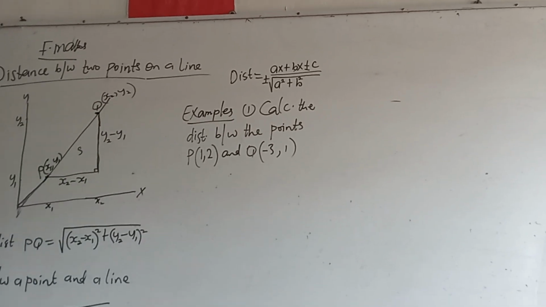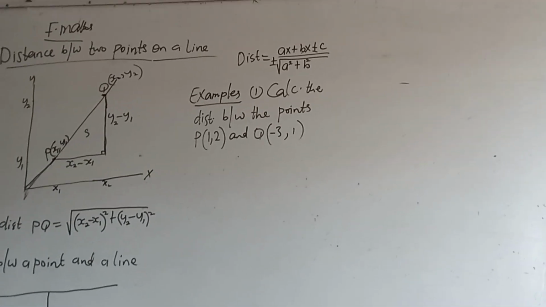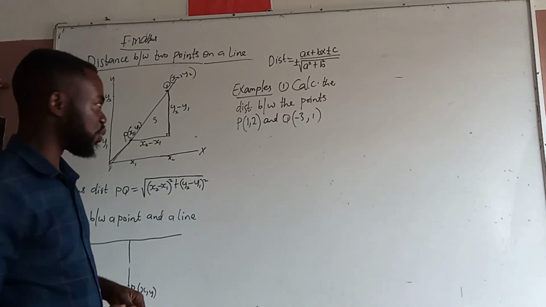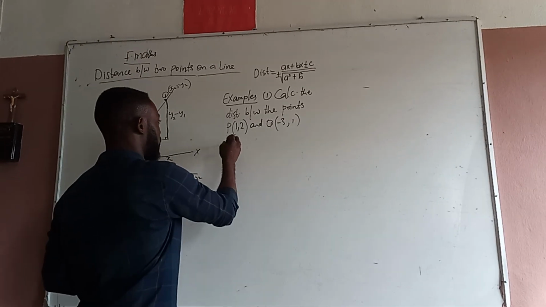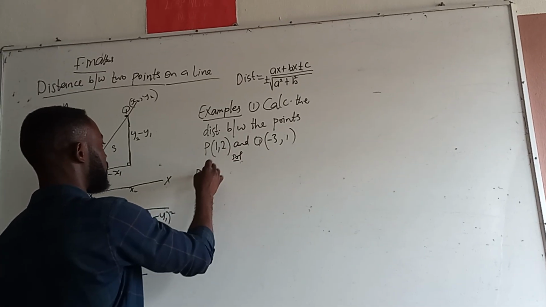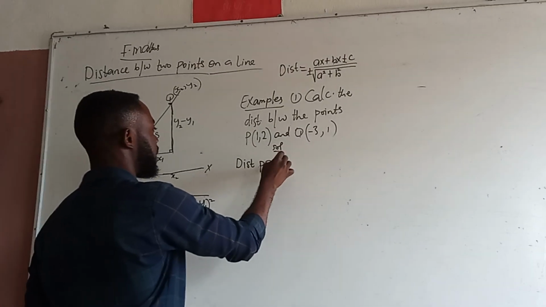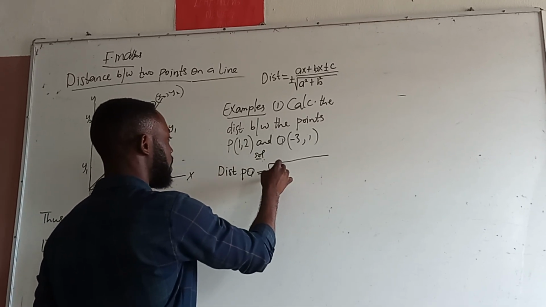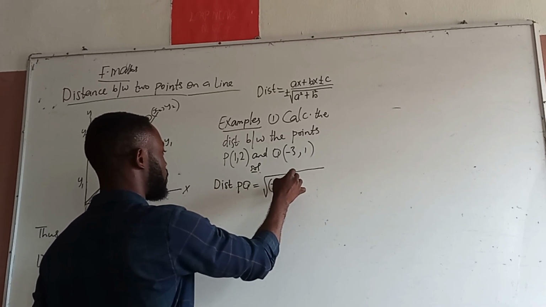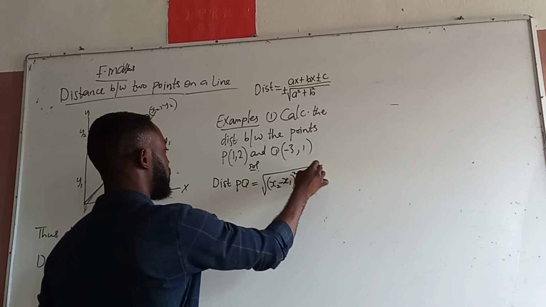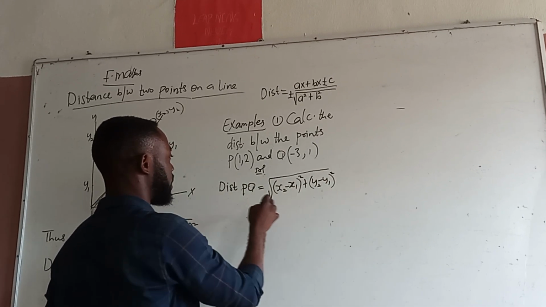Look at this. Calculate the distance between these 2 points. How do we get the distance between them? We quickly write distance PQ is equal to the square root of (x2 minus x1) squared plus (y2 minus y1) squared.